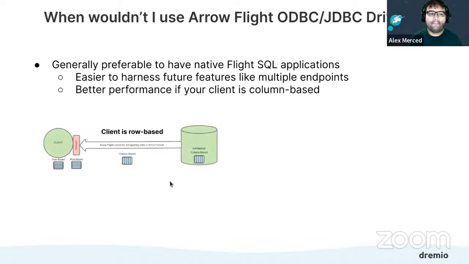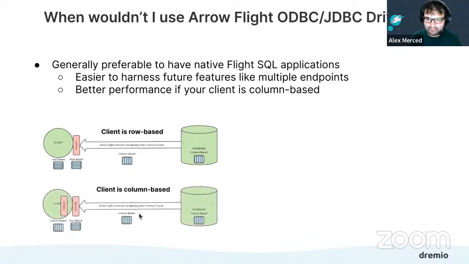Okay. But basically, bottom line is if your client is row-based, then you still end up with this conversion there at the end. Generally when you're dealing with columnar data at the end, like if I'm working with that data and I'm putting it directly into a pandas data frame, which is columnar, wonderful. But if I'm going to immediately convert that data into a row-based format, then I would have been better off with the traditional ODBC JDBC. Okay.